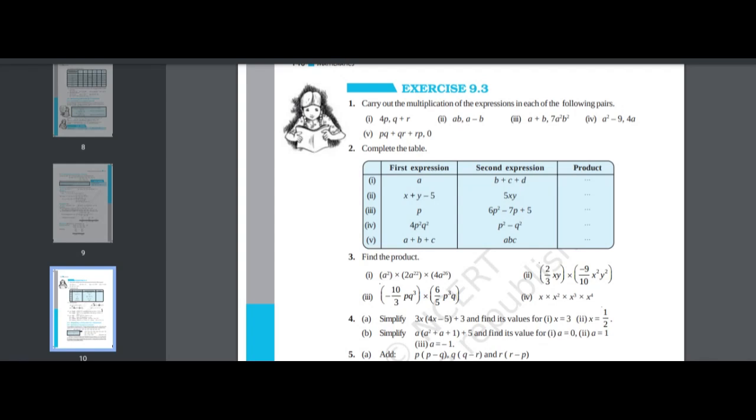Start with exercise 9.3. Carry out the multiplication of expressions in each of the following pairs. In this exercise we have to multiply the binomials with each other, or maybe the trinomial with the monomials. Simply, we have to multiply the numeral factor with the numeral factor, and the variable factor with the variable factor.